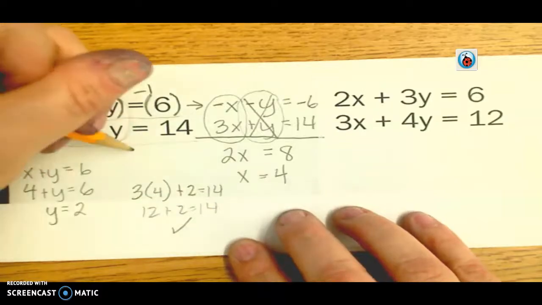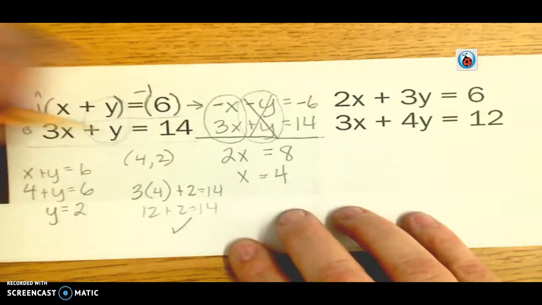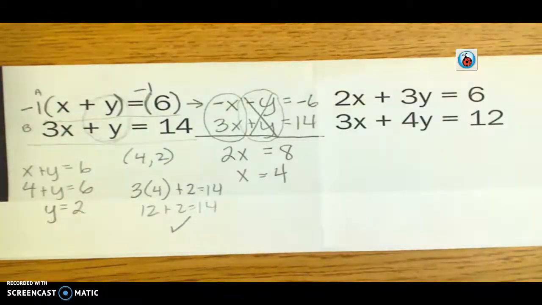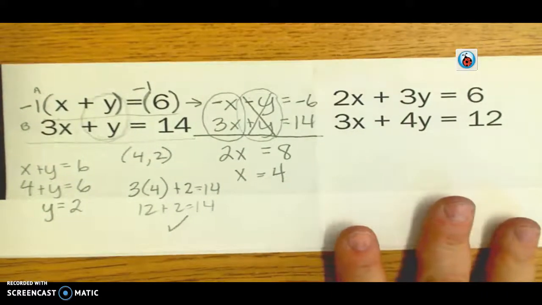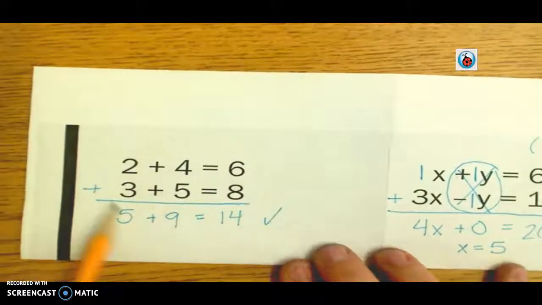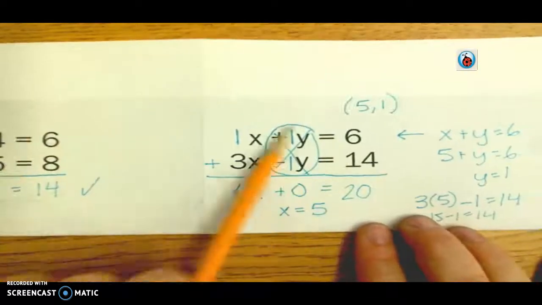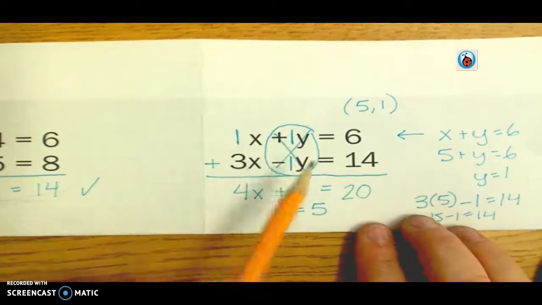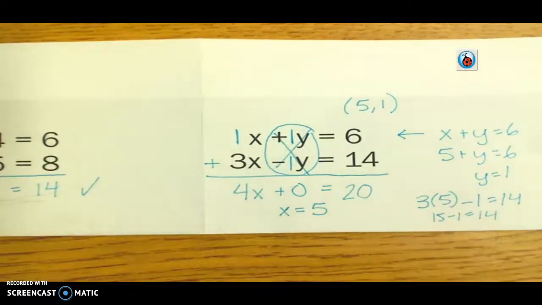Yes, I did it right. So the solution is (4, 2). Okay? All right. So again, the idea is that if we add, we're still going to make a true statement. So that's cool. Sometimes when we add the equations together, that naturally eliminates one of the variables.